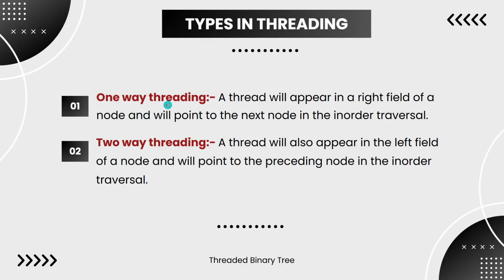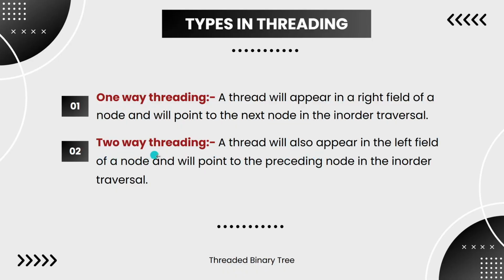So, these are the two types in threading. One is one way threading and the other one is two way threading. In case of one way threading, a thread will normally appear along the right pointer, that is the pointer to the right child, and whenever we have a thread in this fashion, that greatly helps us with in-order traversal. So, when we want to speed up in-order traversal, normally we go for one way threading, and that too at the right side.